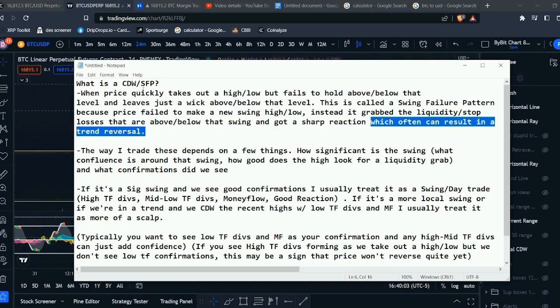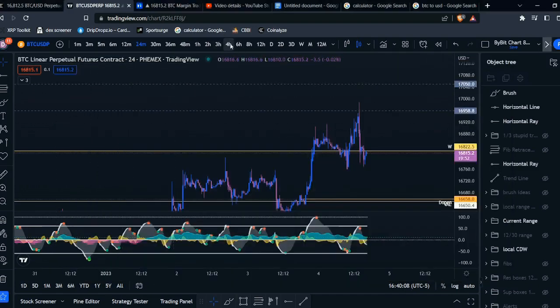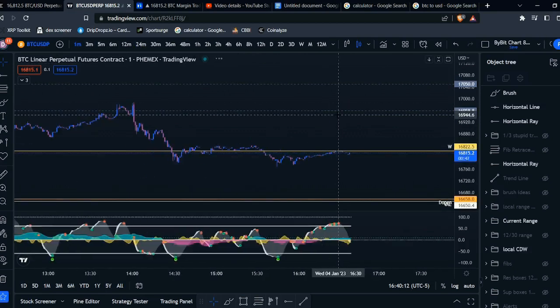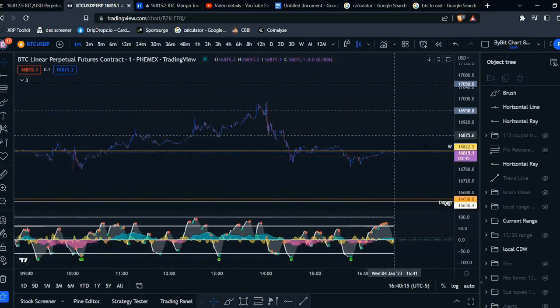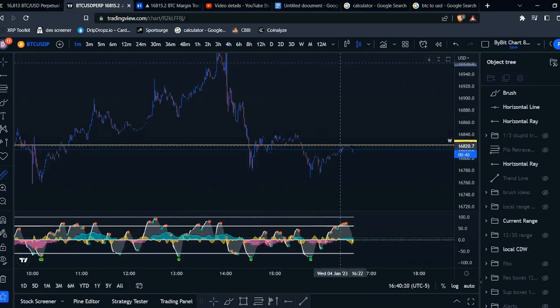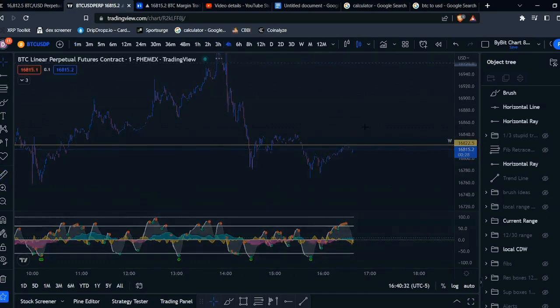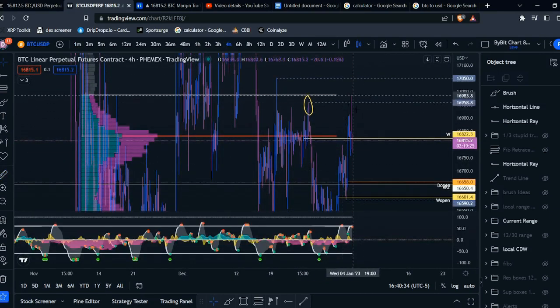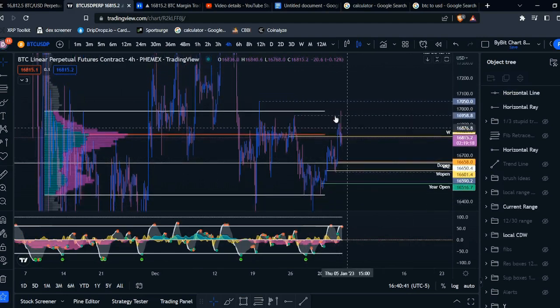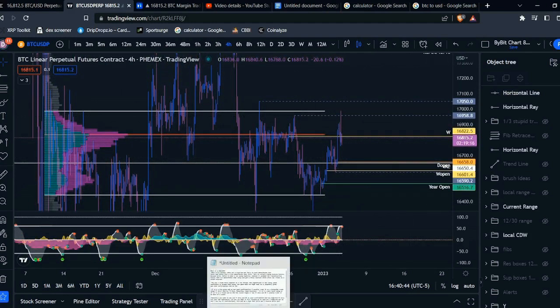And these sort of liquidity grabs happen on high time frames, they happen on low time frames. You can trade CDWs or swing failure patterns on very low time frames and basically treat it as a scalp, or you can use them to enter longer term trades, day trades, swing trades, whatever.